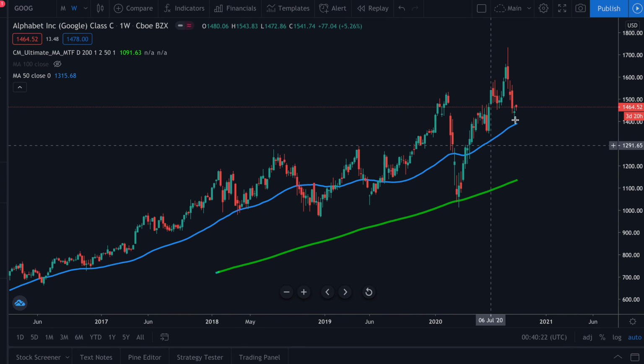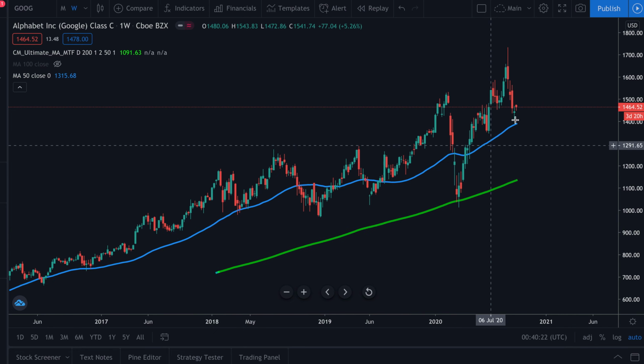So Google is obviously, so this is a weekly time frame, obviously above the 200-week moving average, and it is currently retesting the 50-week moving average. You might be thinking, well, why is the 50-week moving average significant? And that's because it's actually the 200-day moving average, more or less. And so this is definitely a significant area.